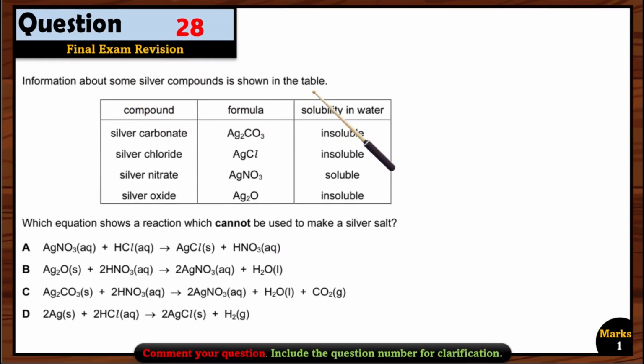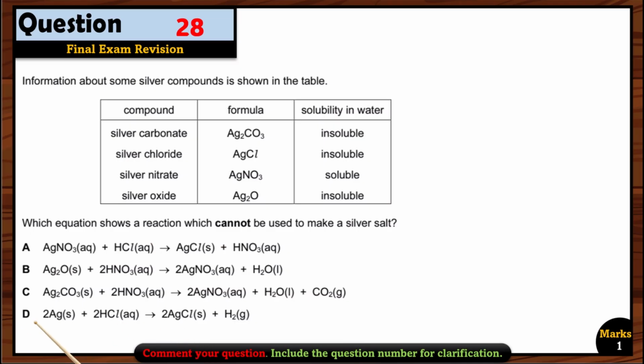Question 28. Information about some silver compound is shown in the table. Which equations show a reaction which cannot be used to make a silver salt? So now let's see one by one. So AgCl, if you are producing a precipitate, both the reactants should be soluble. Yes, so both the reactants are soluble. Again, this one is a soluble one. Then can we use one solid and the other one should be aqueous? Yes, that's also right. We can also use this method. Because the product is soluble, one of the reactant is soluble, so the other reactant is insoluble. That's all right.